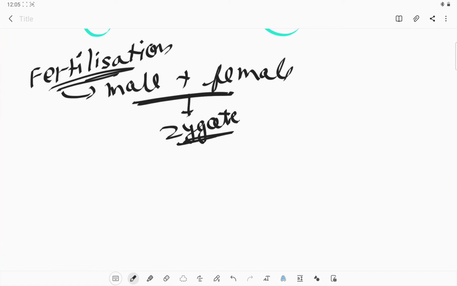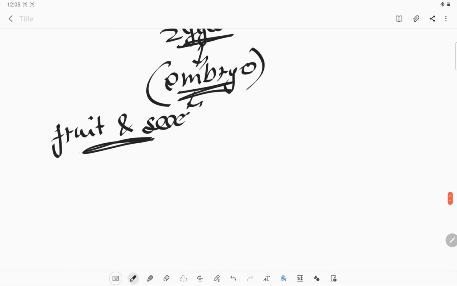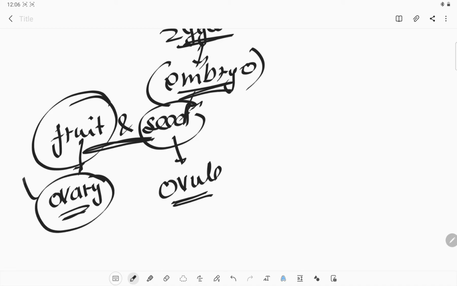From the fusion of male and female gametes we get the zygote, and this zygote will develop and form the embryo in the future, and that embryo will grow into the fruit as well as the seed. They will form the fruit and seed on the plant. From where do we get the fruit? We get fruit from the ovary portion, and we get the seed from the ovule portion. So the female reproductive organ has the ovary, which will form the fruit in the future, and the ovule will form the seed in the future.